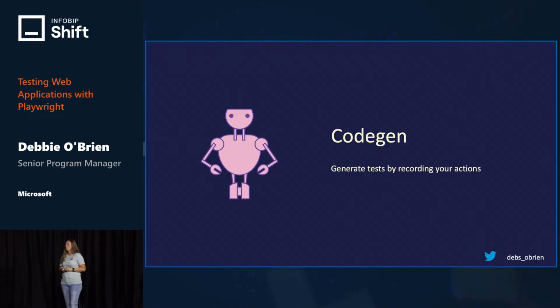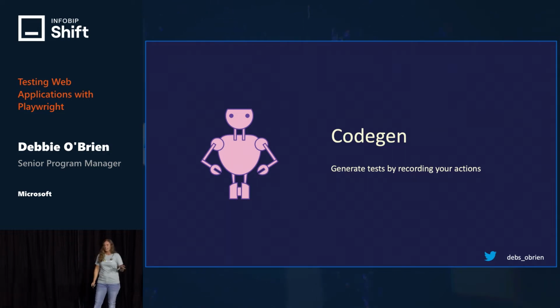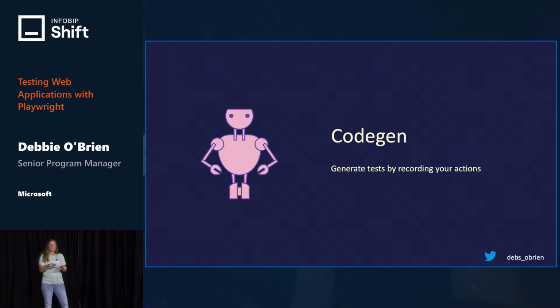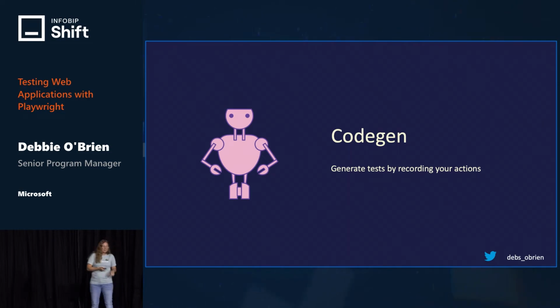Now let me introduce you to my friend Codegen. Codegen is amazing. Codegen will generate the tests by recording your actions. So I think it's really cool because I just love not having to do a lot of work and telling my boss that it takes 2 hours to write tests and doing it in 2 seconds. So that's how I get to do so much support, you see.